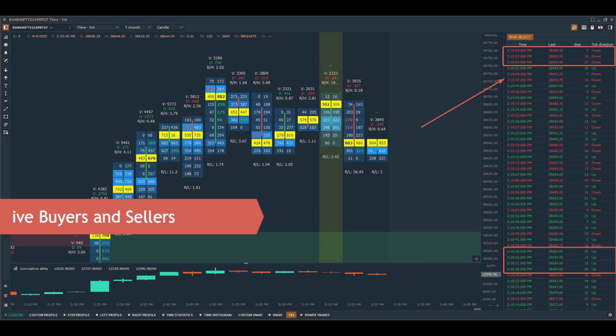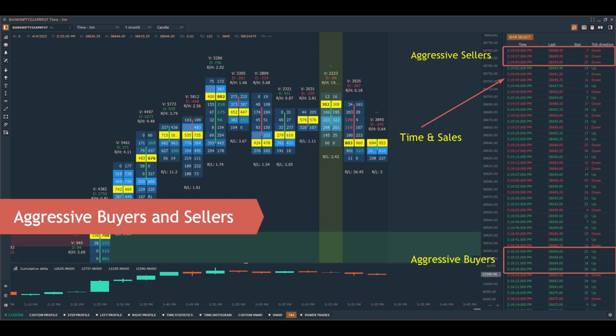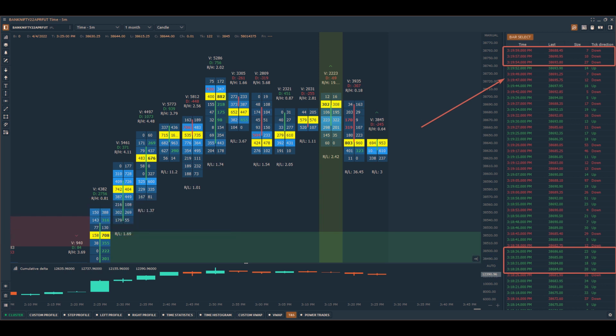Who are the aggressive buyers and sellers? Let us look at the time and sales window, which shows the up and down ticks. Aggressive buyers are those who bought at the best available price, resulting in an uptick, and aggressive sellers are those who sold at the best available bid price, resulting in a downtick. Their action decides the price changes.